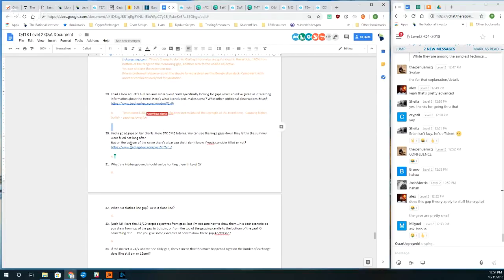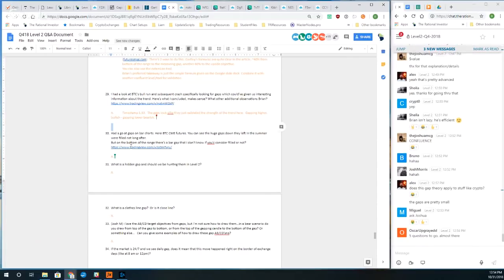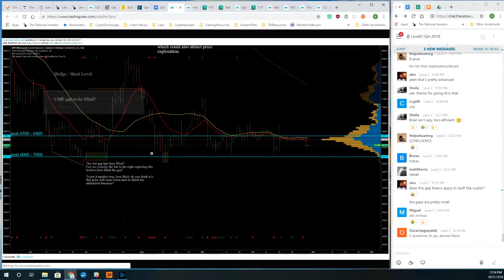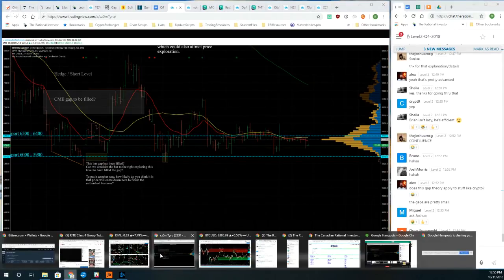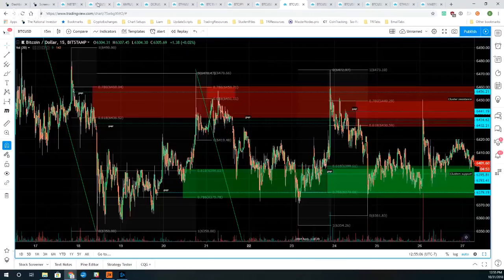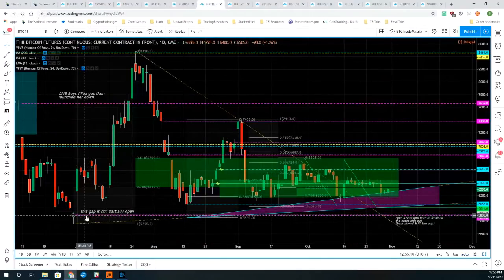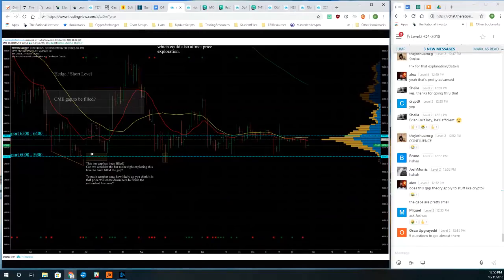Okay, how to go at gaps on bar charts here, BTC-ME futures. Can you see the huge gaps down they left in the summer were filled not long after, but in the bottom of the range there's a bar gap that I don't know if you consider filled or not. Let's see what we got here. Oh yeah, well, this is what I'm worried about. I've posted the exact same chart. So if we go over to my futures chart, notice here, what does this say? The gap is still partially open. So this concerns me immensely. You're absolutely right. There is a problem here. We have unresolved business down here.